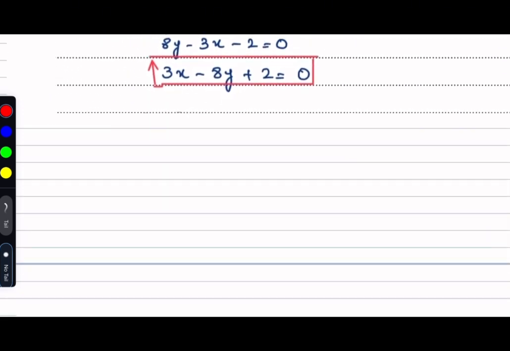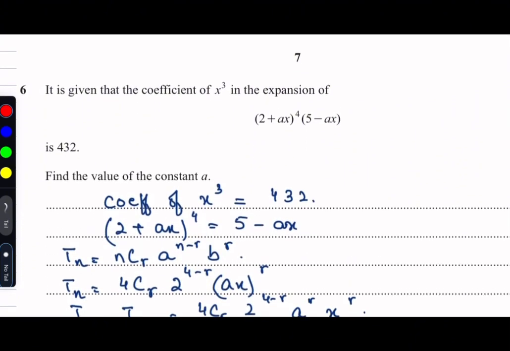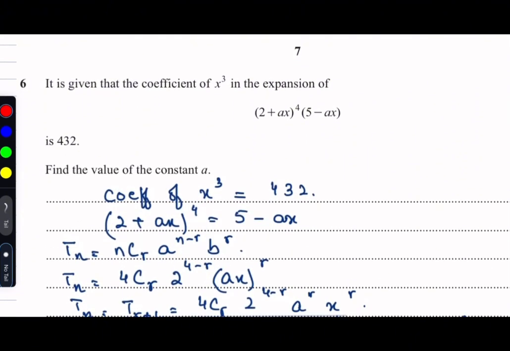Moving to the next question now, it's question 6. This question is from the binomial theorem, and it says it's given that the coefficient of x cube in the expansion of (2 + ax)^4 (5 − ax) is 432. They have given us the coefficient of x cube, which is 432, and for that we need the value of a. So this is a binomial expansion.